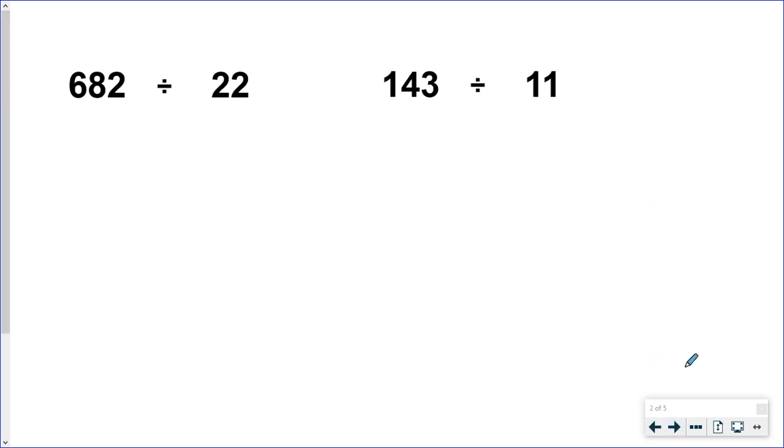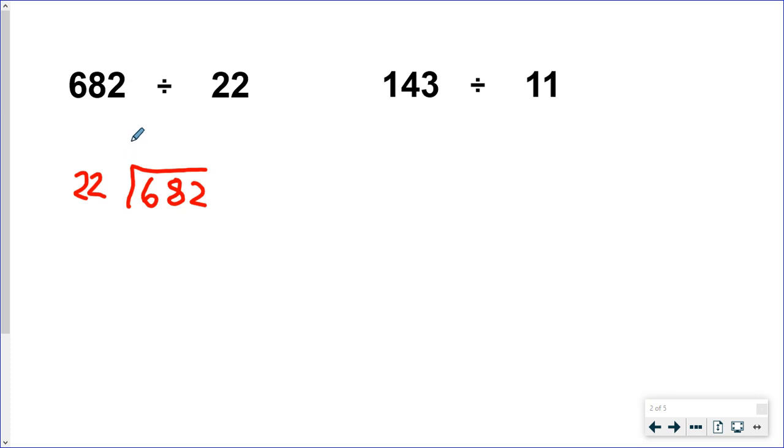Okay. Let's take a look at a couple of more problems here. A lot of the problems you're going to see today are written like this. 682, and you're going to divide by 22. Okay. So what we want to do is we want to make that division box. Okay. So we'll go ahead and make that division box. All right. Now remember, the first number, 682, this is the number that's going to go inside of my division box. So 682 is going to go right here. The divisor, which is 22, that's the number that's going to go outside, out front, okay?